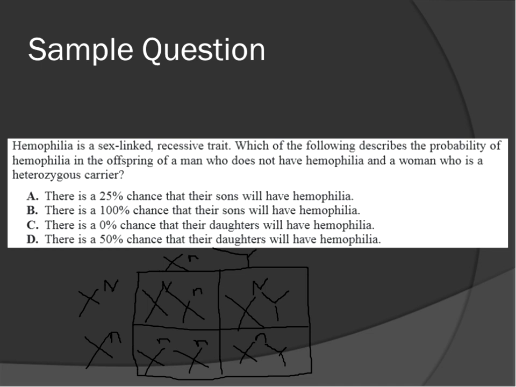So let's look at those four results now. Is there a 25% chance that their sons will have hemophilia? Is there a 100% chance that their sons will have hemophilia? Is there a 0% chance that their daughters will have hemophilia? Or is there a 50% chance that their daughters will have hemophilia? Only one answer is correct there.